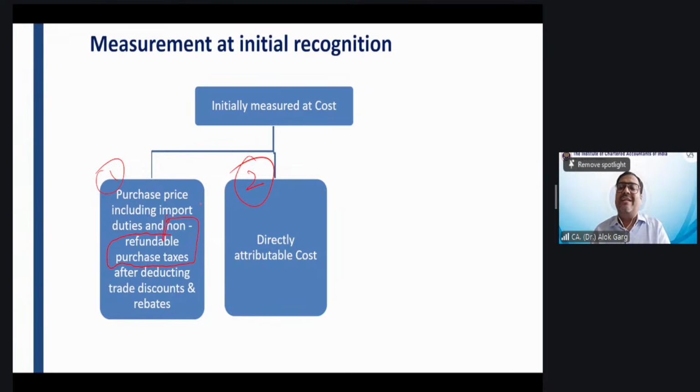Directly attributable costs are those incremental costs which are directly related to the purchase, acquisition, or construction of the asset. Number two, these costs would not have been incurred if the asset had not been acquired or produced. And directly attributable costs are those costs which are necessary to bring the asset to the location and condition for making it available for use.